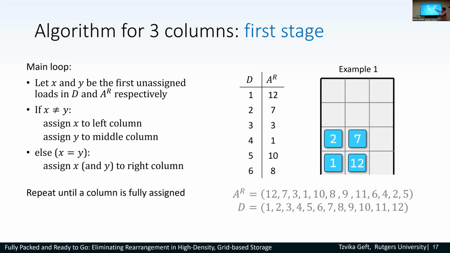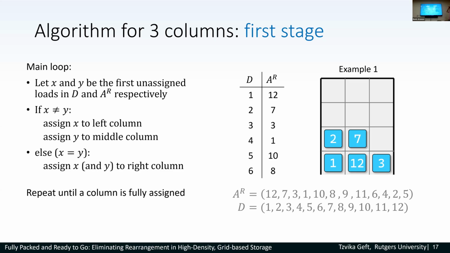If we keep going, we have 2 and 7, and the same thing happens. Now we get to the 3. What happens here? Now 3 is actually the same load that's currently first on both sequences. In that case, we go to the right column. And that illustrates why we need at least 3 columns and not 2.